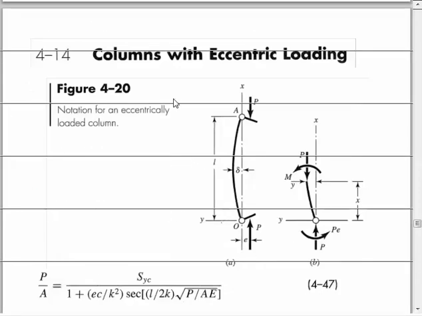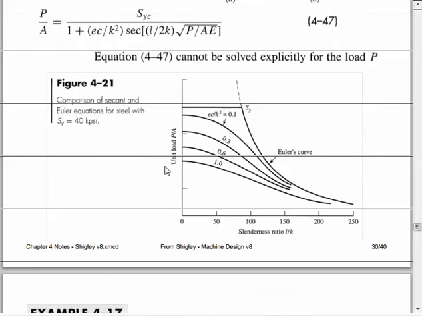We talked briefly about columns with eccentric loading, but I didn't give you any homework on it. We're not going to have that on the test because it involves solving this secant equation, which is nonlinear and non-isolatable in our load P, since it appears on both sides, and on one side it appears within the secant.